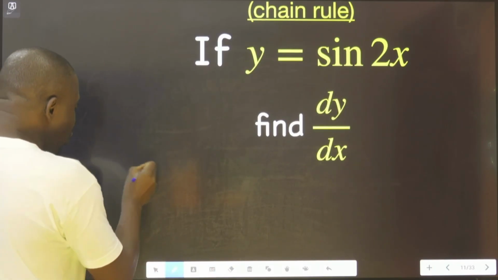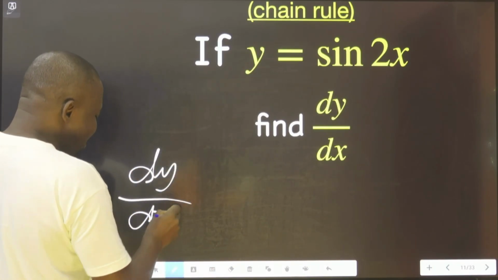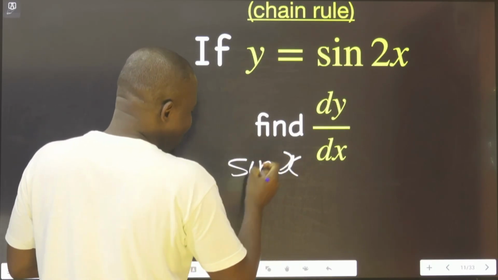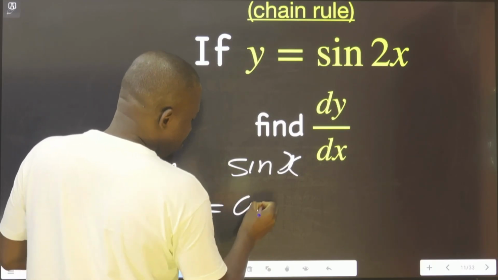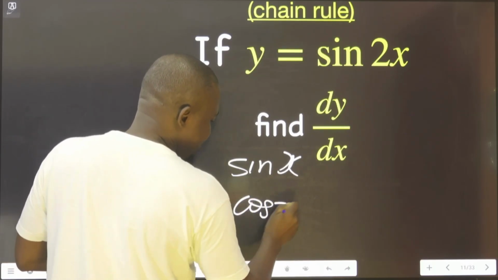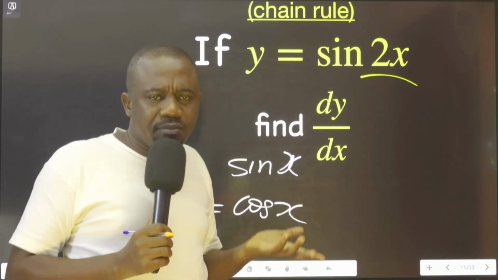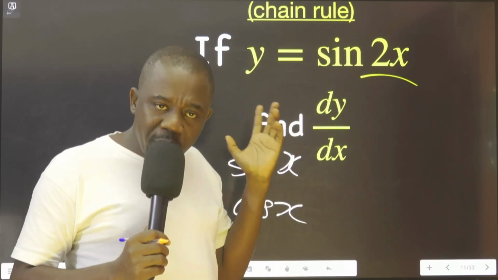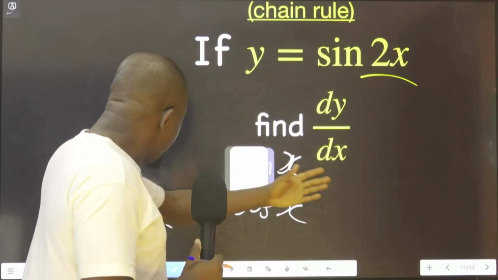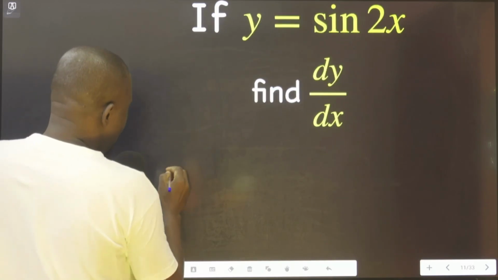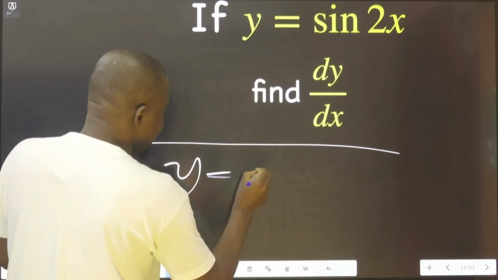Because if you do dy over dx for sin x, you're going to have cos x. But now we are having 2x. That is the problem. So because of that, we need to perform some magic. Therefore, you agree with me, this is a question.